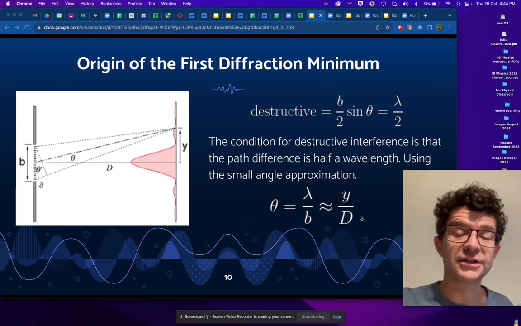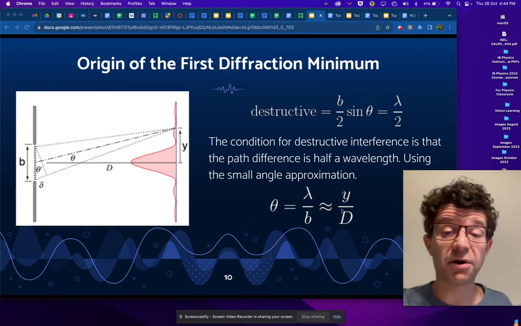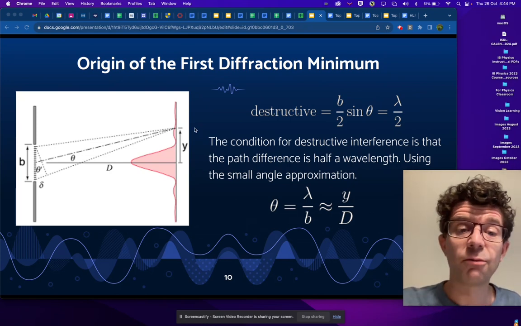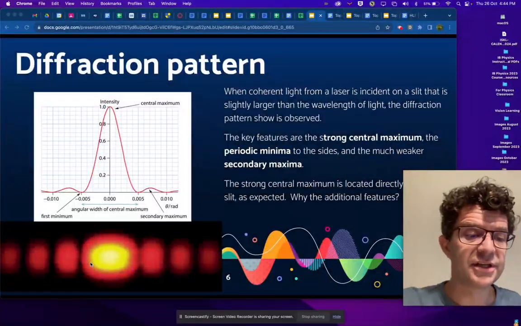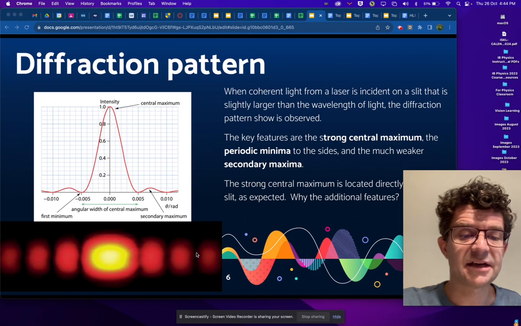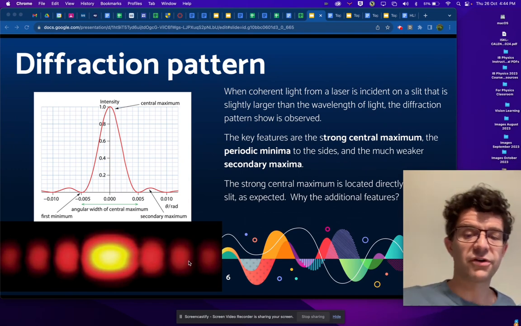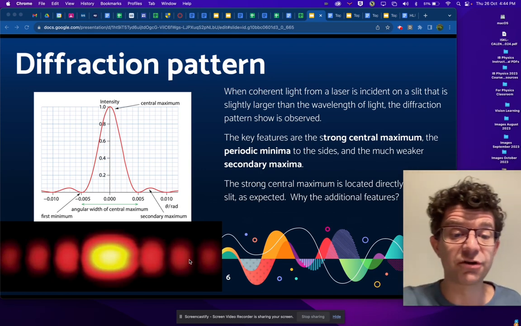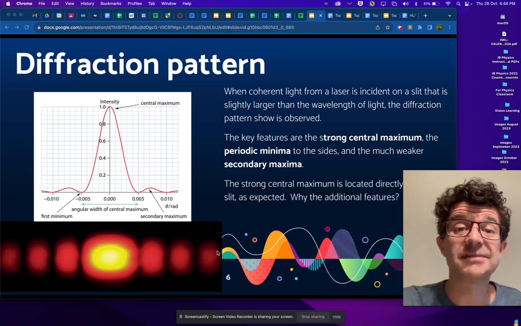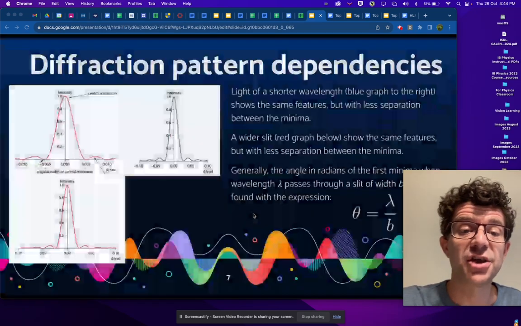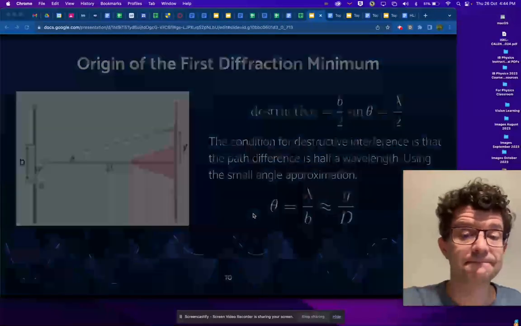The y over d helps us to think about how far apart these are going to be spaced when they land on a screen. And if you notice here, these are evenly spaced when this is projected against a wall and we take a picture of it. But of course, as you move away from, say, 10 degrees, they start to spread out a little bit more. They're no longer evenly spaced because the small angle approximation no longer applies.